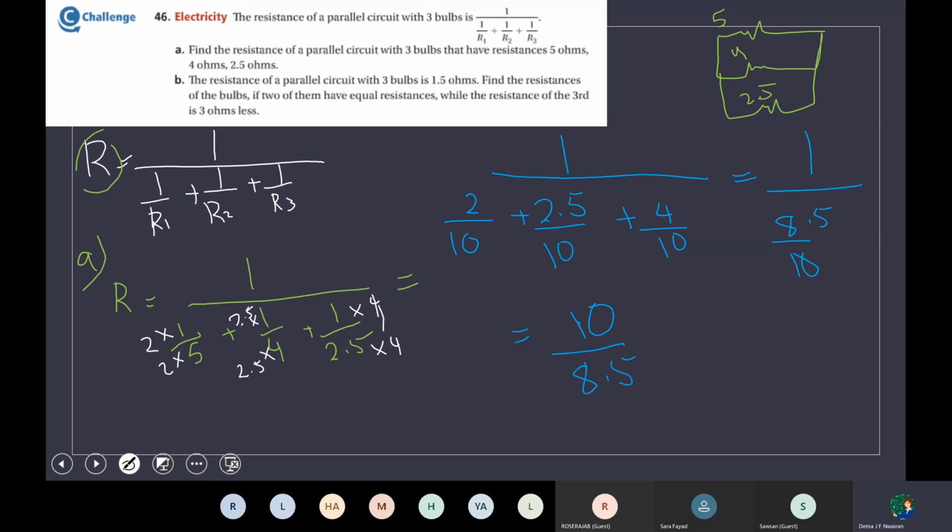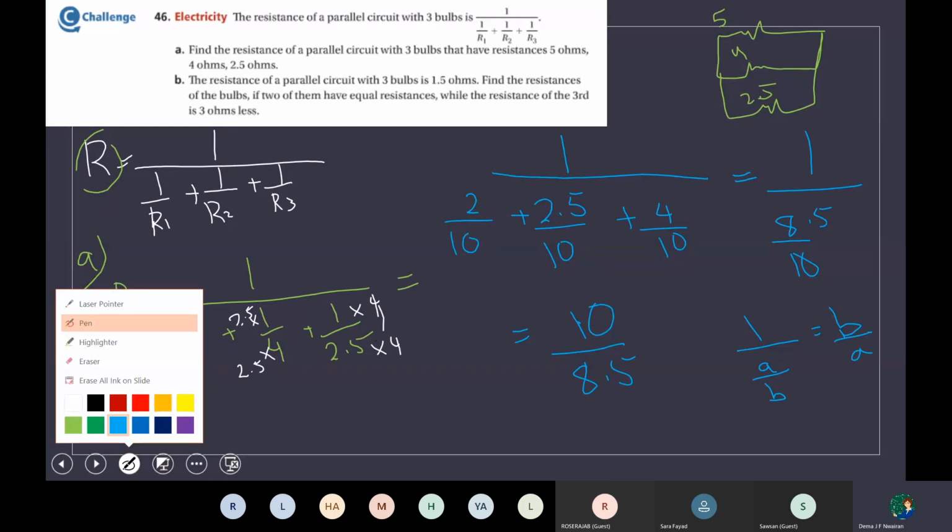I will repeat it twice. If you have 1 over A over B, it means the reciprocal of A over B, which is B over A. Is it clear now? Yes. Okay.